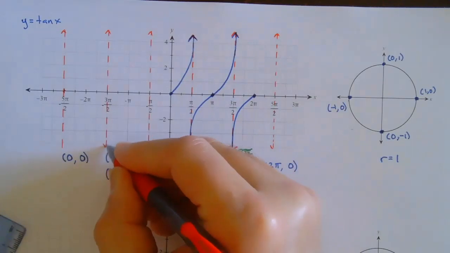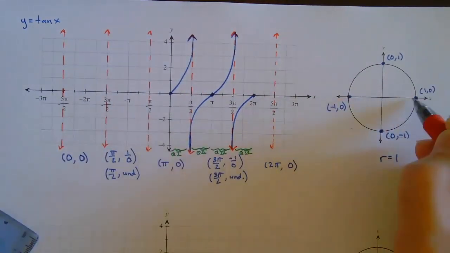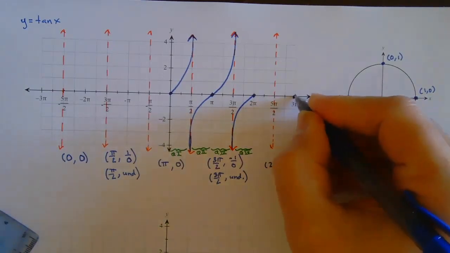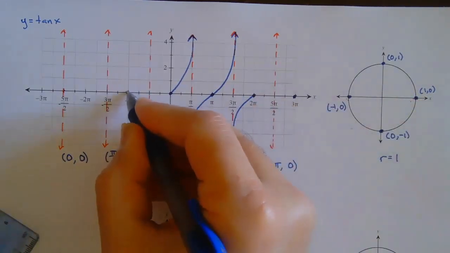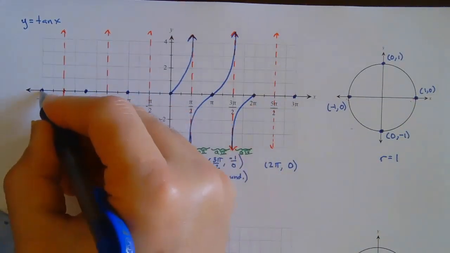And then for tangent, as I go around, every time I land here or here, I'm going to get a ratio of either 1 or 0, because my y's are 0. So at 3 pi, it's going to be 0. At negative pi, it's going to be 0. Negative 2 pi, it's going to be 0. And negative 3 pi, it's going to be 0.